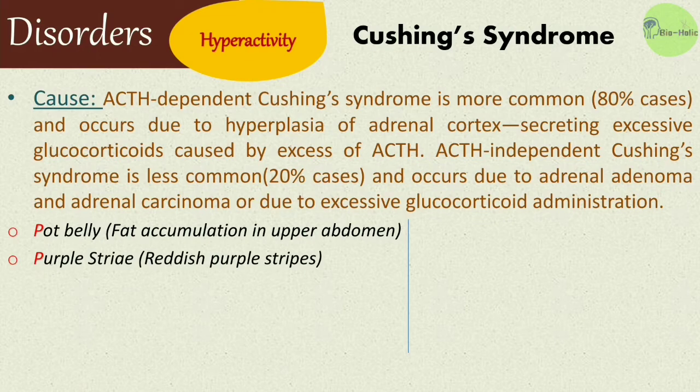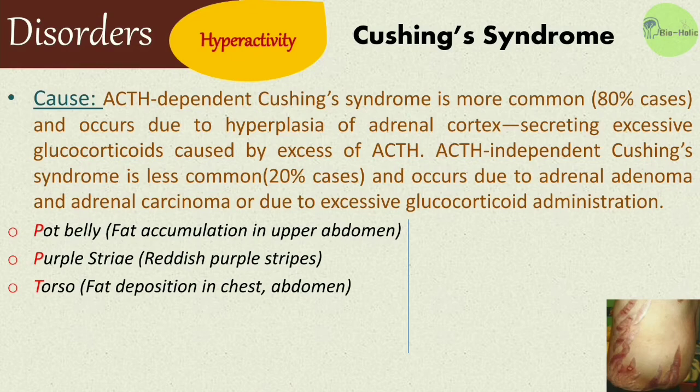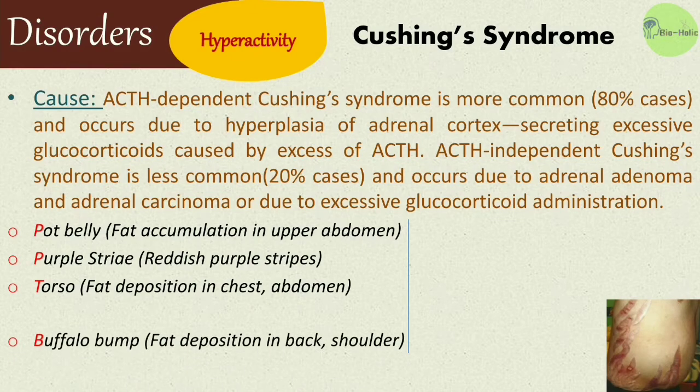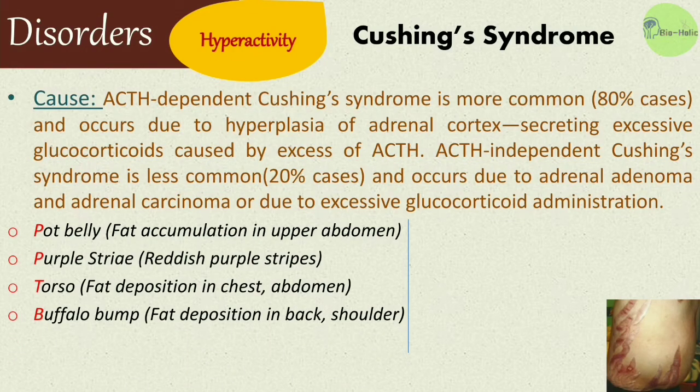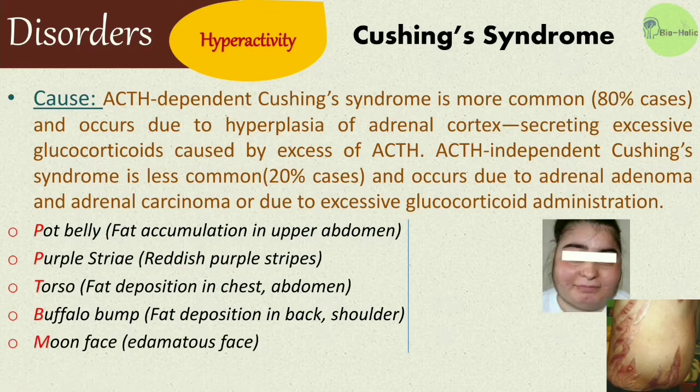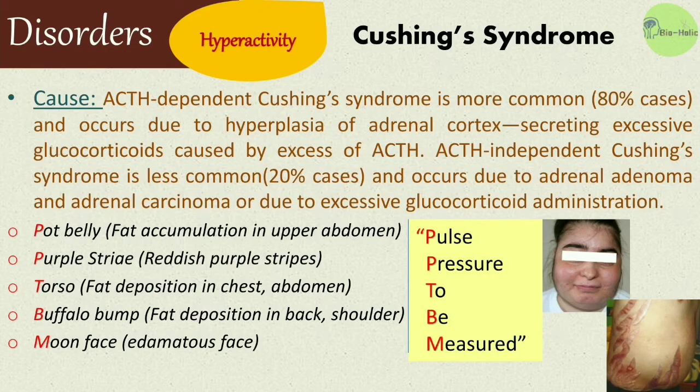Clinical features are pot belly, purple striae, torso or fat deposition in chest and abdomen, buffalo hump or fat deposition in back and shoulder, moon face or edematous face. So, "pulse pressure to be measured" is the mnemonic to recall the clinical features of Cushing syndrome.